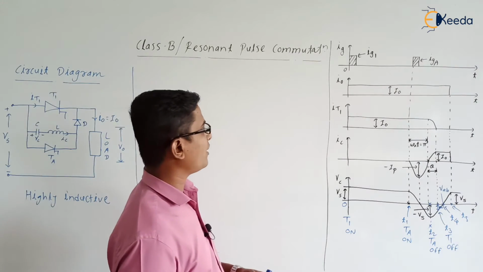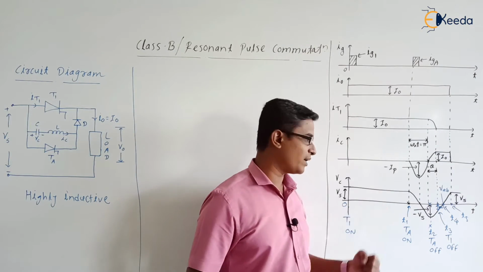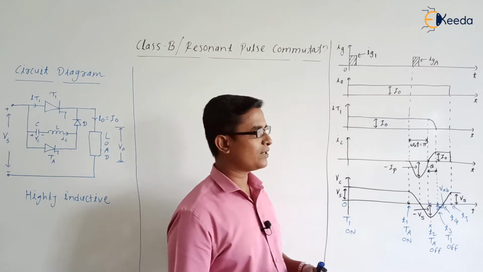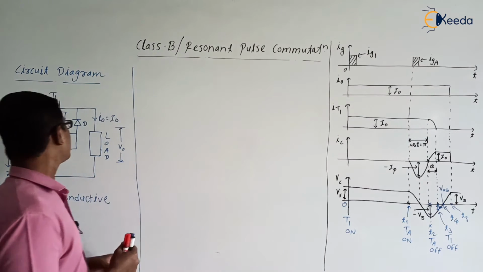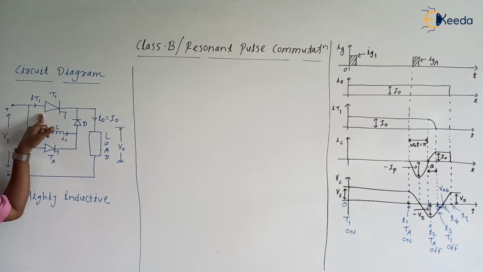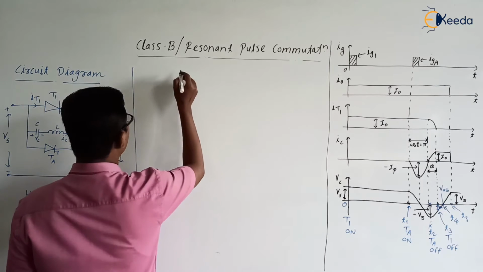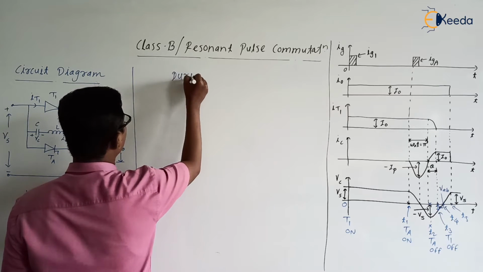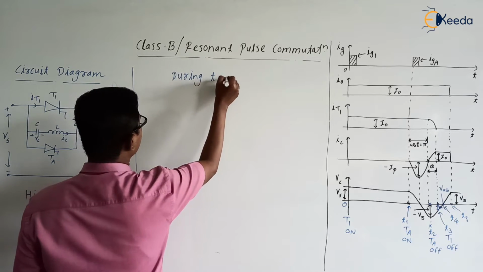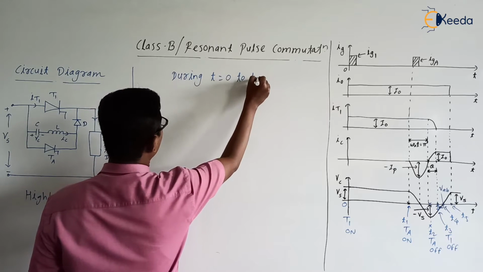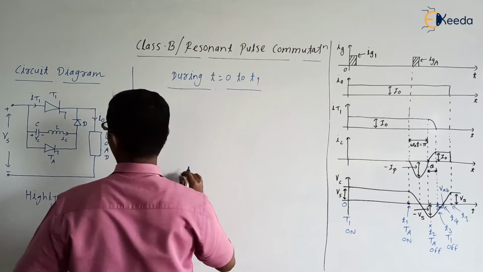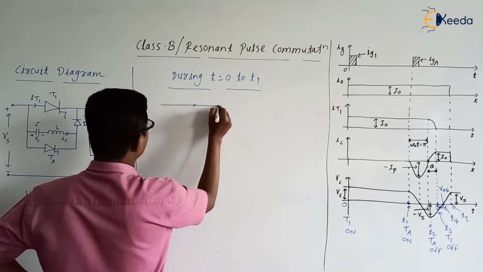For t in between 0 to t1, what was happening? Thyristor T1 was in the on state. So during t equal to 0 to t1, thyristor T1 was in the on state, so it was like a short circuit.